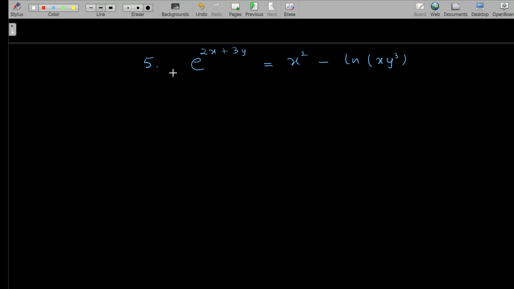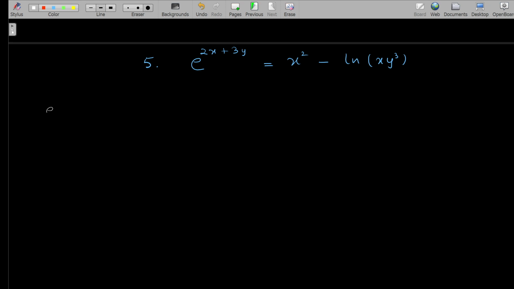Okay, let's think about this, Anika. We will take the derivative on both sides. So what will be the derivative of e raised to 2x plus 3y? Will it still be e raised to 2x plus 3y? Yeah, so chain rule. Remember chain rule? Oh, okay. So then e to the power of 2 plus 3? Oh, wait, no, because there's a y there.